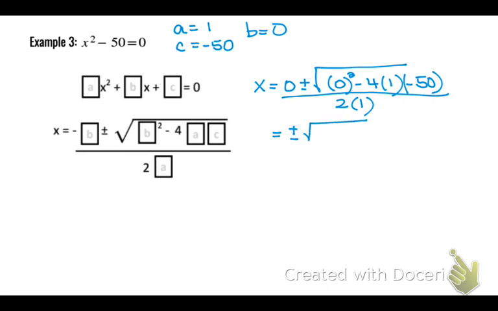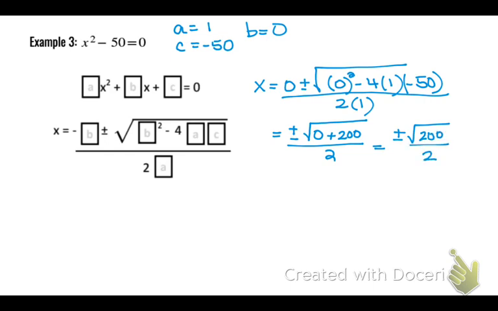It's 0 minus 4 times 1 times a negative 50. So again, we have that negative times the negative, which is going to make that a positive. So that ends up being positive 200 over 2. So plus or minus the square root of 200 over 2.